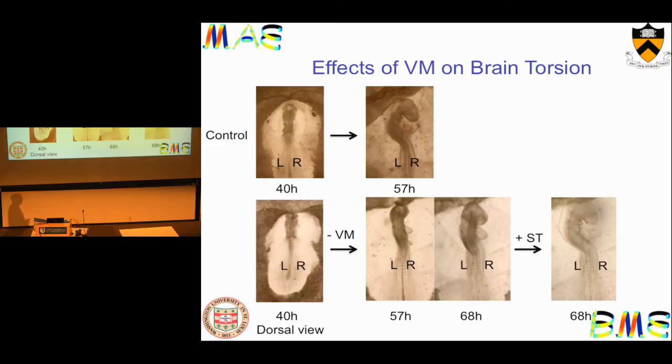And we can apply an alternative force that can cause the brain to twist immediately, and that's through fluid surface tension. I'm going to show you the experiment momentarily. So these results support our hypothesis that the vitelline membrane is necessary for normal brain torsion.